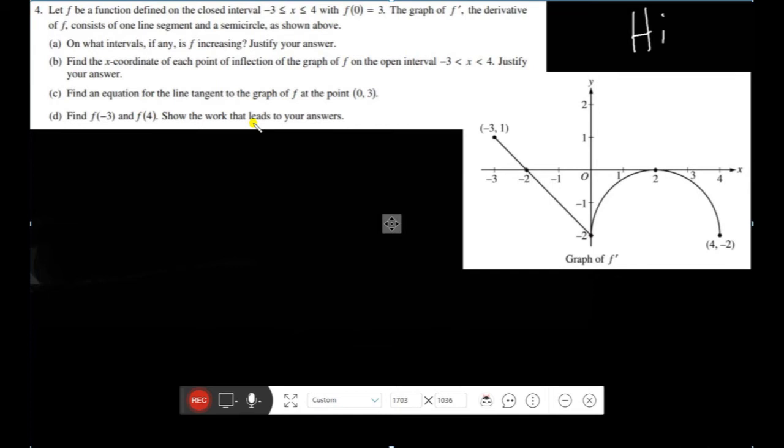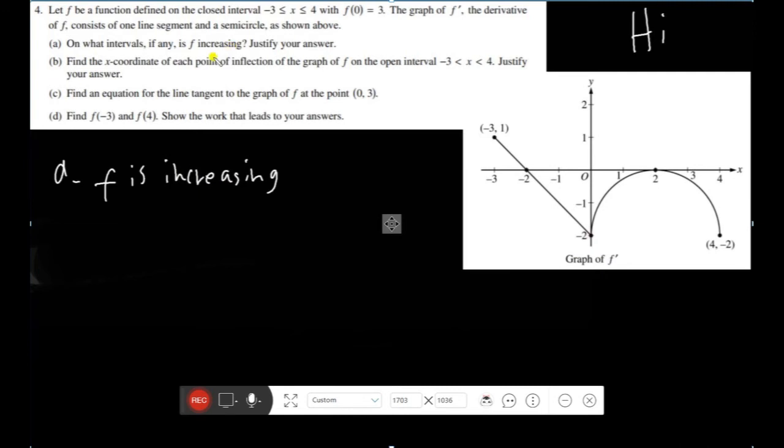What you want to do here, your main strategy, is going to be taking what they give you in your question and converting it into information about f prime of x, because that's what we have information about. So we'll take what they give us, f is increasing, and then ask ourselves, what does that tell us about f prime?